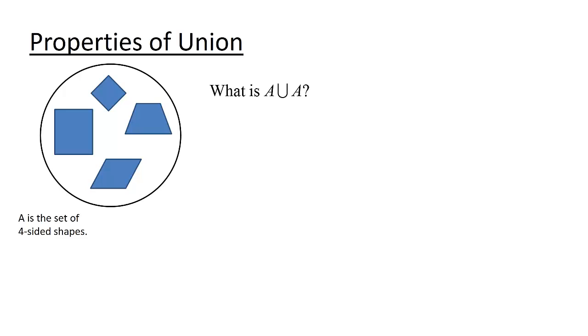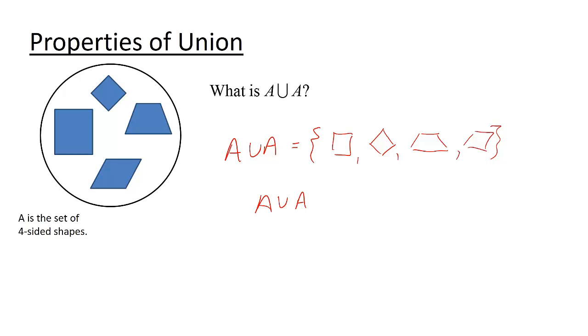Next, what do you think A union with itself is? Well, for A union A, we're going to put in all of the elements that are in A and A. But there are only 4 elements in A, and once we list them once, we don't have to list them again. So here is the set A union A. It turns out to be equal to A.